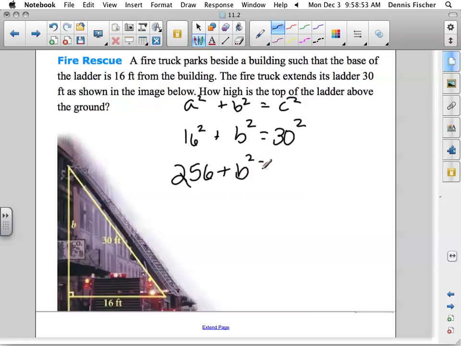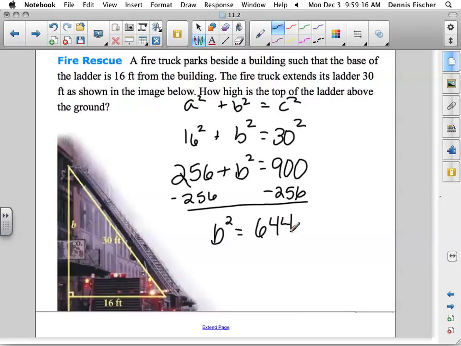Plus b squared equals 30 squared, which is 900. Now if I solve this down, I would subtract 256 from both sides. And I'm going to get b squared is equal to 644. Take the square root of both sides. And b is equal to, now, this one, you can take the square root and this will come out nicely.